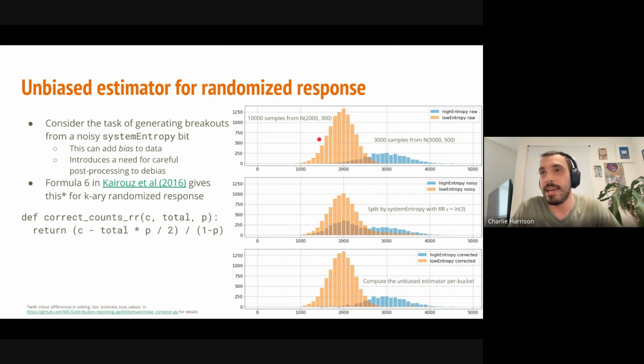Here I had 10,000 samples from the low entropy distribution and 3,000 samples from the high entropy distribution. If you have fewer samples, you would notice that things would get a lot more noisy. But make sure you do something like this if you're looking to analyze the impact of randomized response.